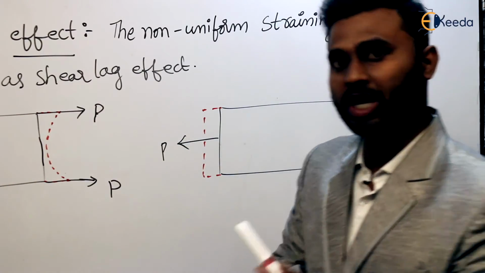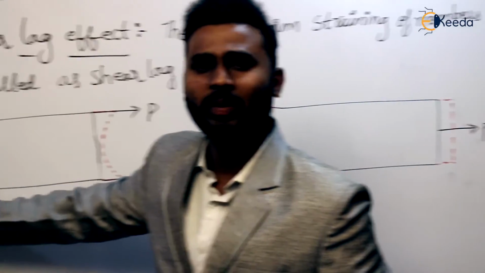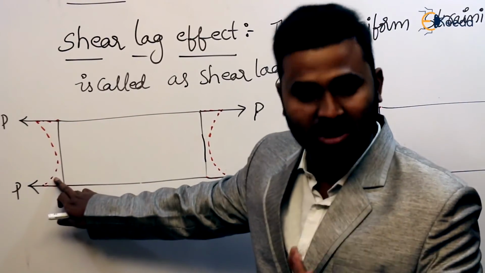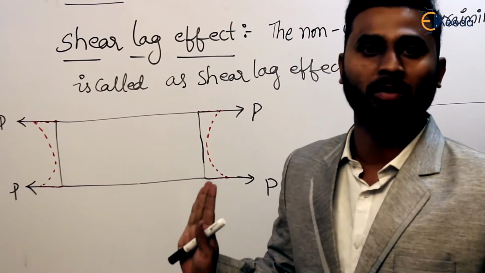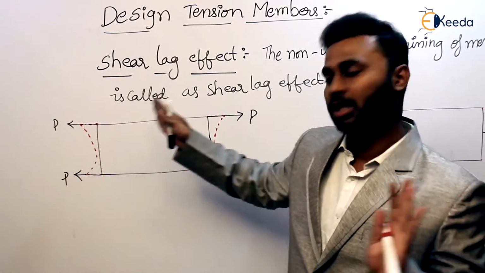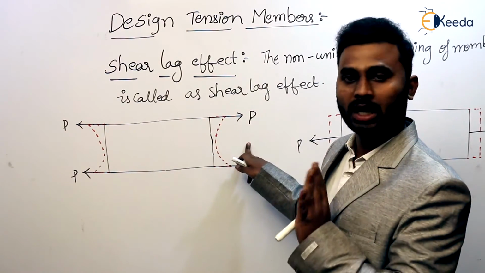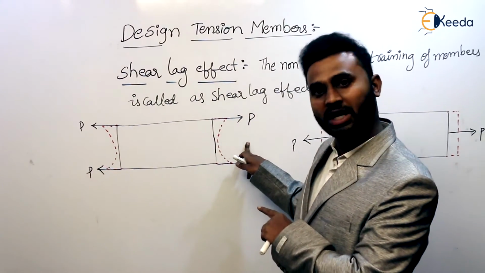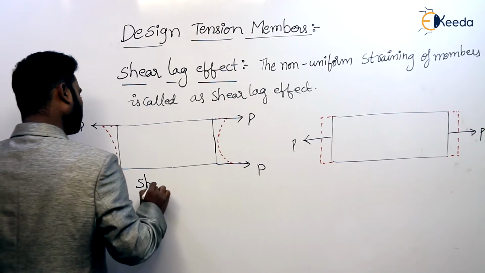Not in all the cases is this the pattern, okay? This is just an example. Shear lag is nothing but non-uniform straining. That is what you should remember. Don't remember this pattern. This straining pattern is only for this type of loading. Not in all the cases this type of load exists. This is known as shear lag effect.